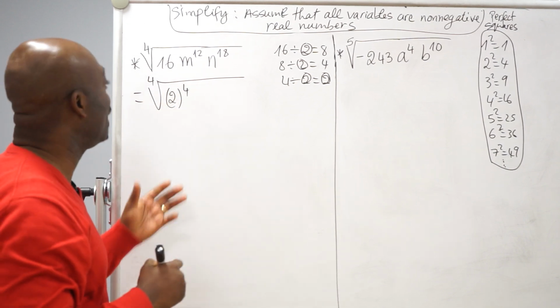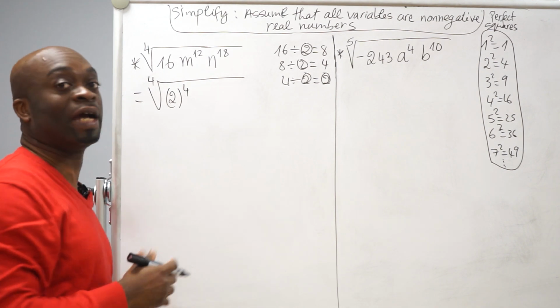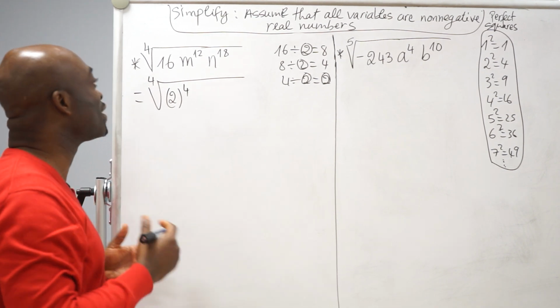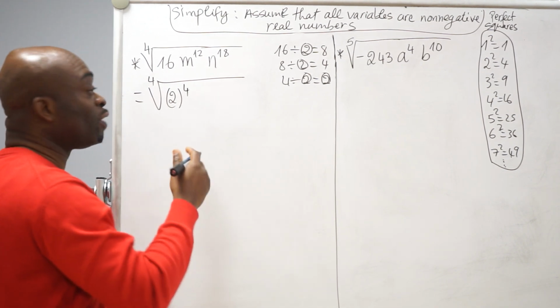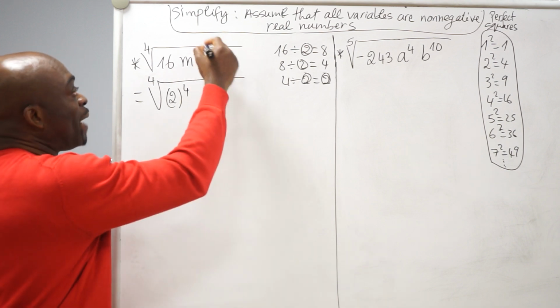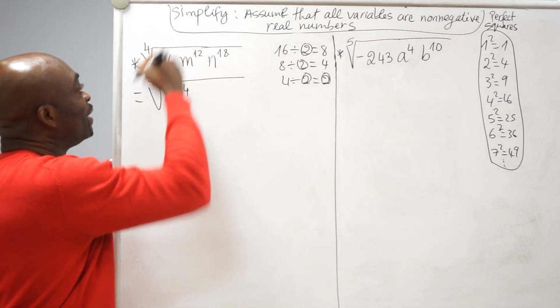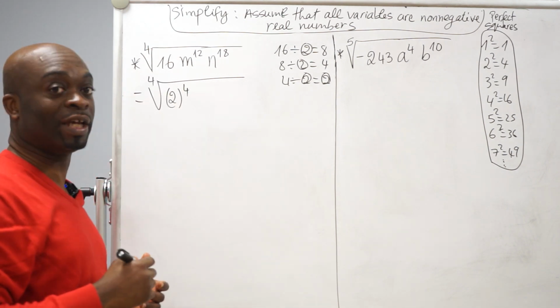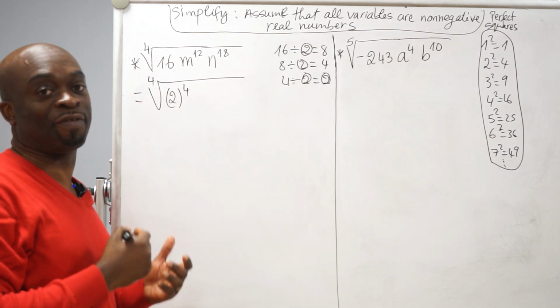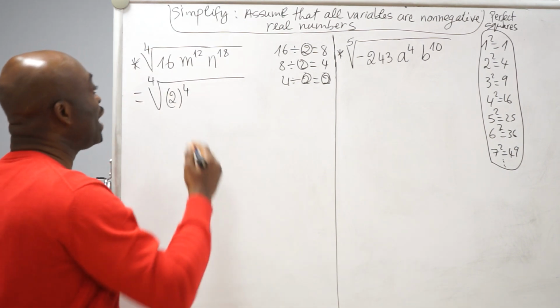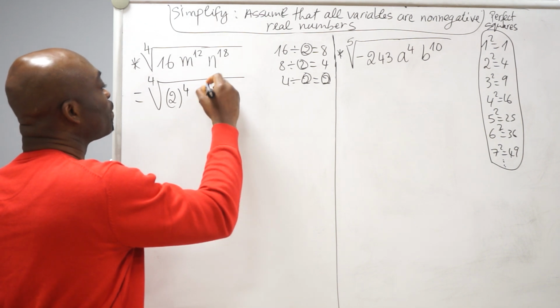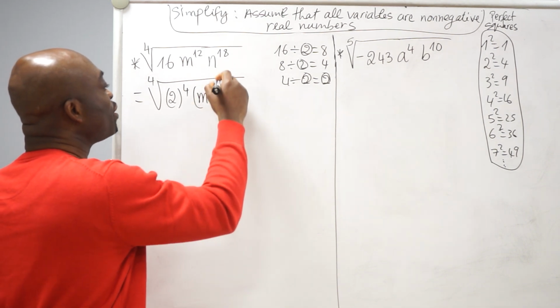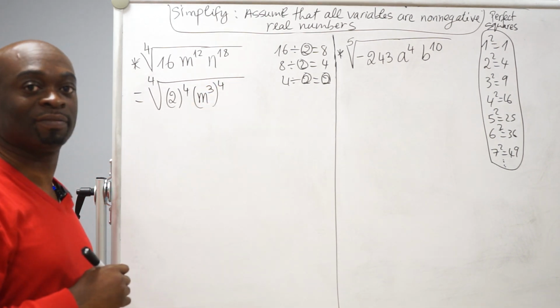Now, when it comes to the m to the power 12, what's happening? For the variables, we look at the power and see if the power can divide by the index. Can 12 divide by 4 evenly? Yes. 12 divided by 4 gives us 3. So that means we have m to the power 3, raised to the 4th power. That's what it means, okay?